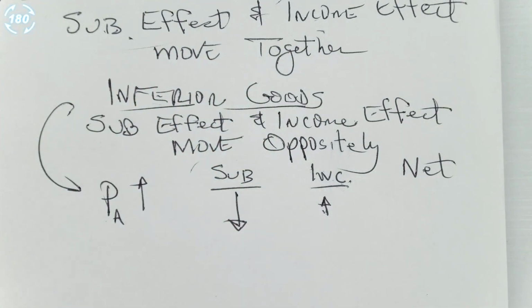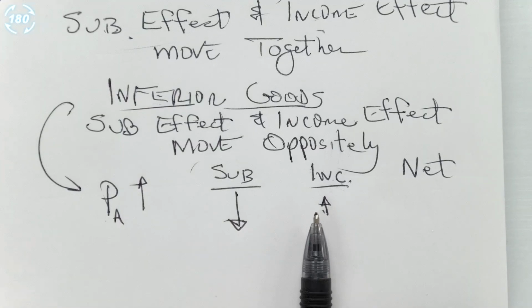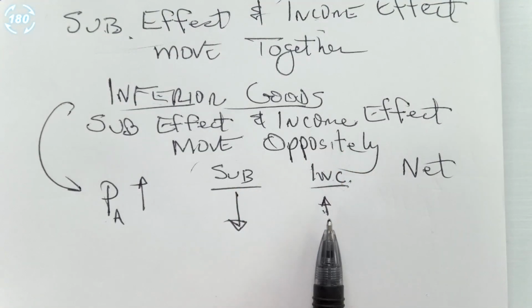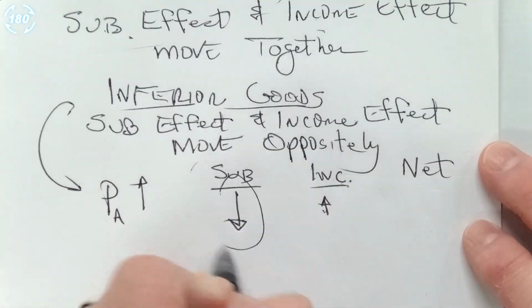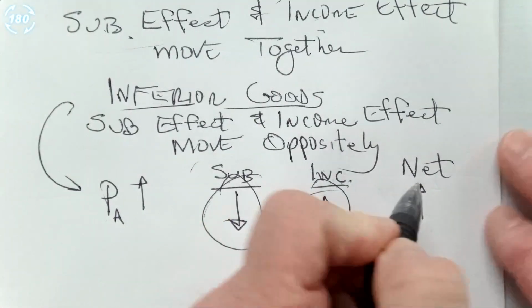So if the price of apples goes up, you're going to substitute away from apples to oranges, but also because your real income went down, and apples is an income inferior good, like ramen noodles, say, you're going to consume more. On net, though, this is always bigger than this, so you're going to get this thing here.